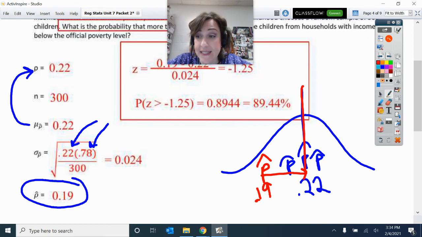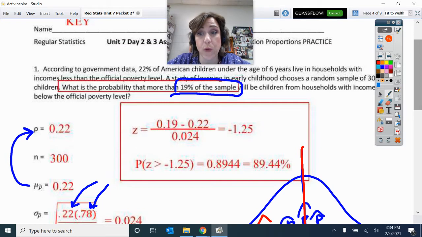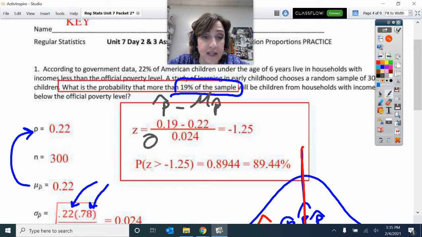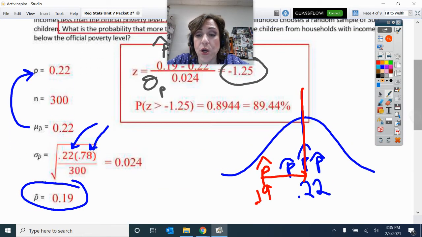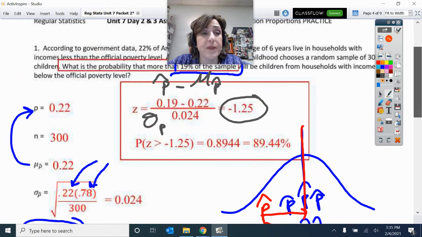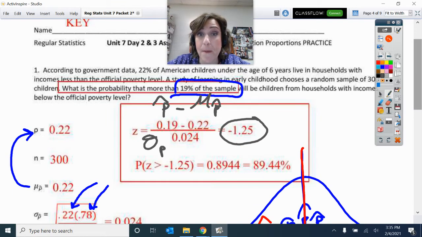So that's why we get a z-score, plus we need a z-score to answer the question about the probability. Here we have that with our z-score. This is our p hat minus the mean of the p hats over the standard deviation of p hats. Look, my sample of 0.19 was just about 1.25 standard deviations below the mean. Not a big deal.